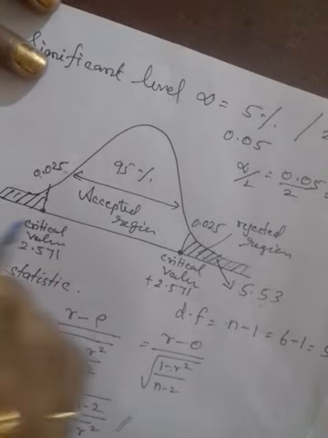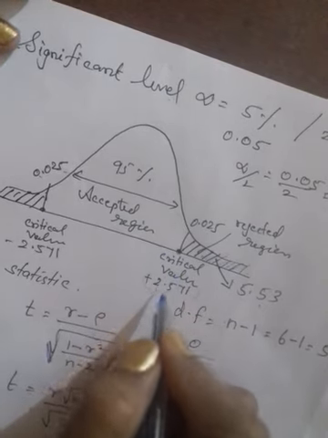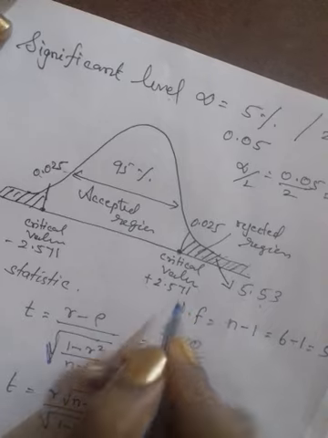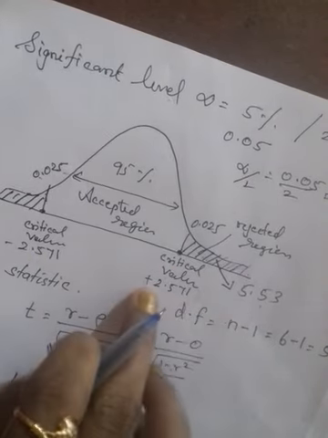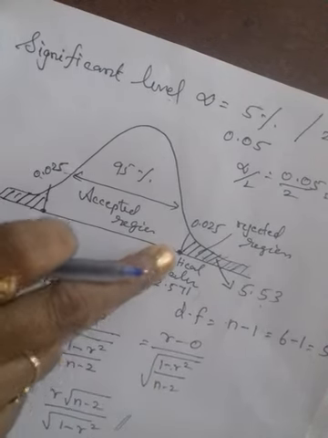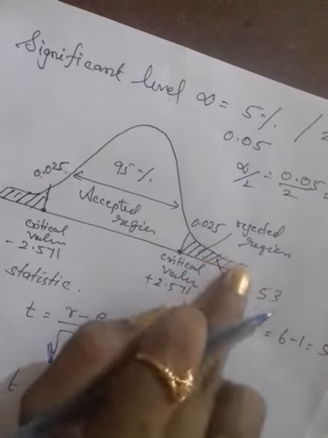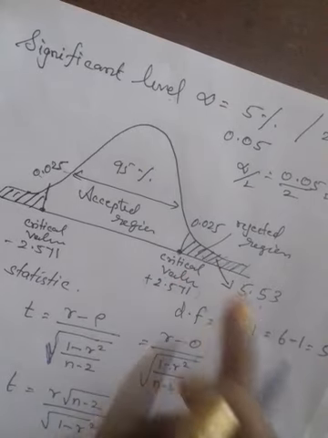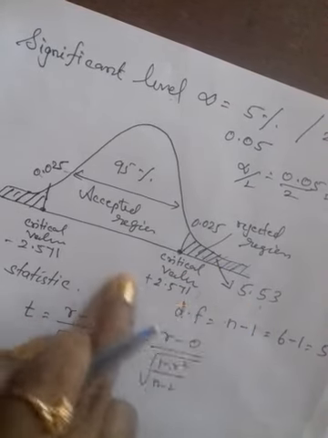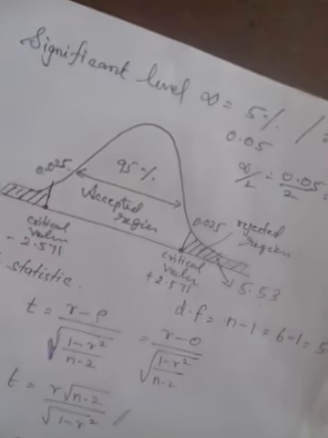Now I am going to show this diagram. See, your critical region: this point is called your table value, the critical value, which is 2.571. This side is positive and this side is negative. Your calculated value is greater than this, so it falls on this tail; 5.53 falls in this area. It means you are rejecting your null hypothesis because your calculated value is greater than your table value. So now write down the conclusion.